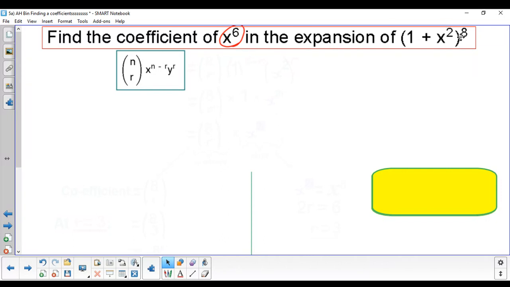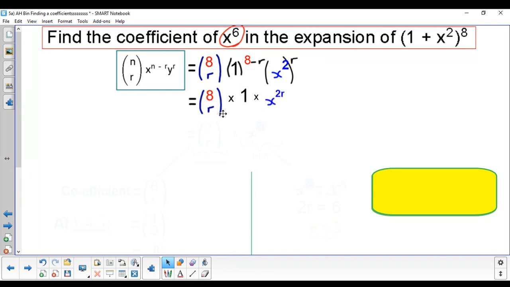So if I asked you to do this one, it's to the power of 8. So that would be 8 choose r, 1 to the 8 take r, and then x squared to the r, following the rule. 8 choose r is just given. 1 to the power of anything is just 1. So I'm going to do that now. And I'm going to use the index rule. And if it's got the bracket there, it means the times. So then you don't need the 1. This will be your coefficient. And this will be your term.